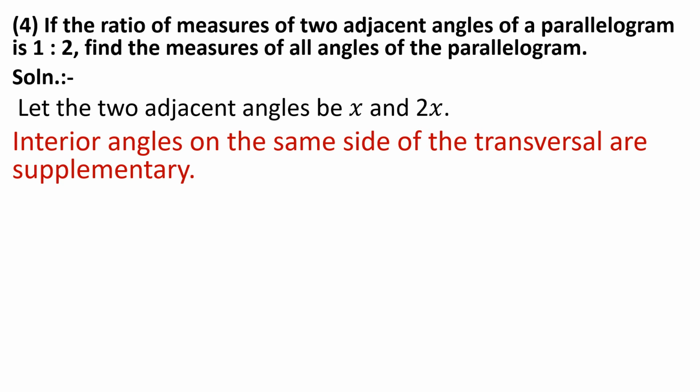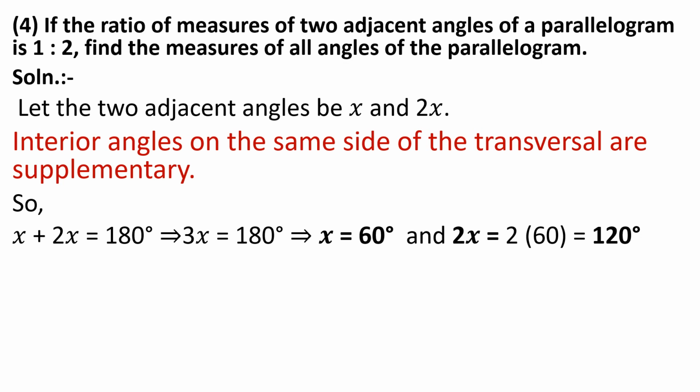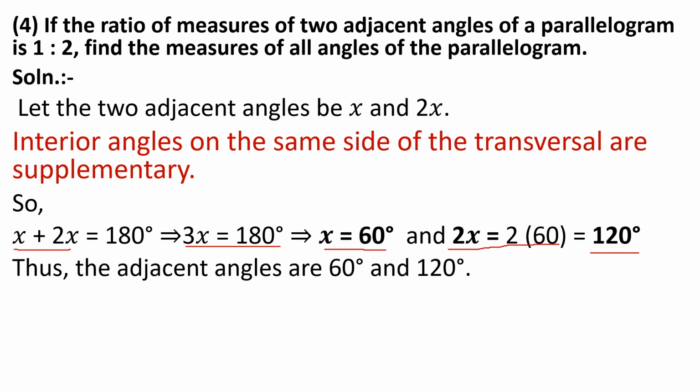Supplementary means the sum is 180 degrees. So x plus 2x is equal to 180 degrees. Now substitute: x plus 2x is 3x, so 3x equals 180 degrees. So x equals 180 divided by 3, that is x equals 60 degrees, and 2x equals 2 into 60, that is 120 degrees. So the adjacent angles are 60 and 120 degrees.